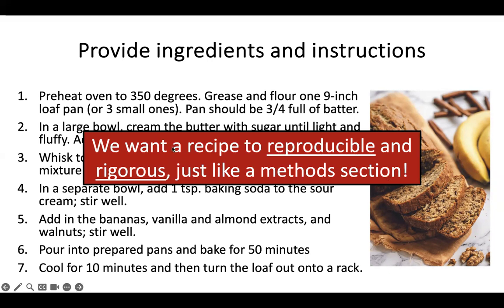So reproducible in that someone can follow it exactly and do exactly what you did, and rigorous in that it does exactly what we want it to do. In this case, it'd be make good bread, or in the case of your methods section, appropriately test a hypothesis that you set out to test.